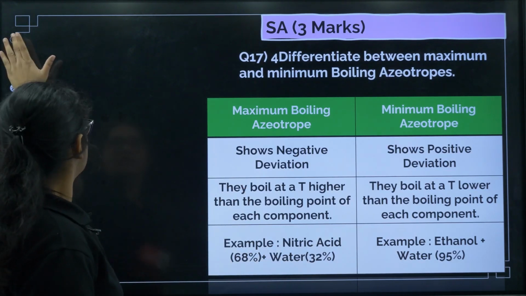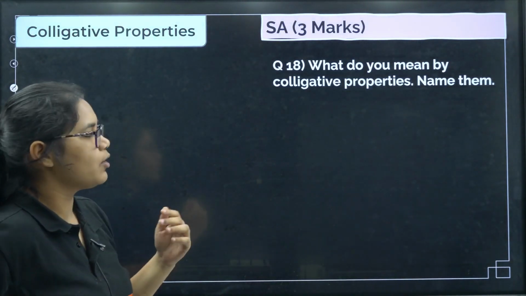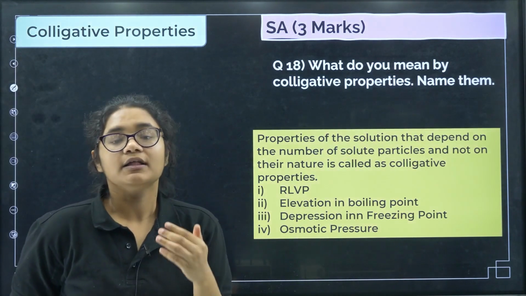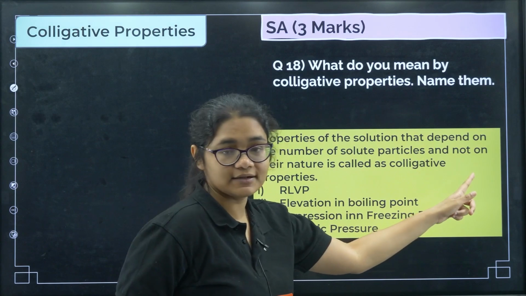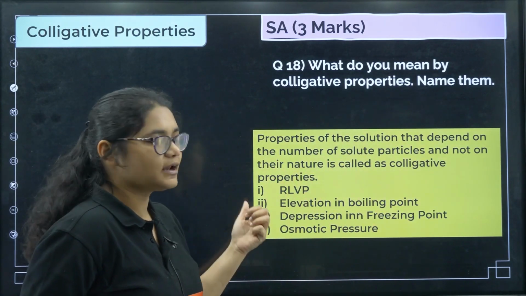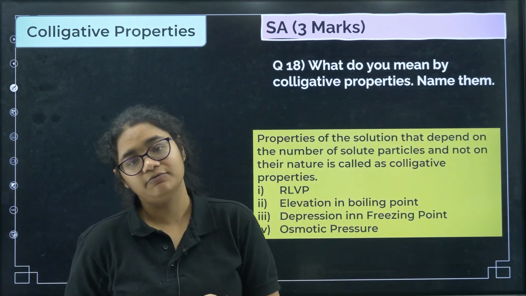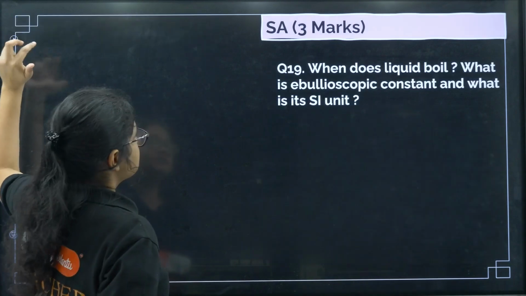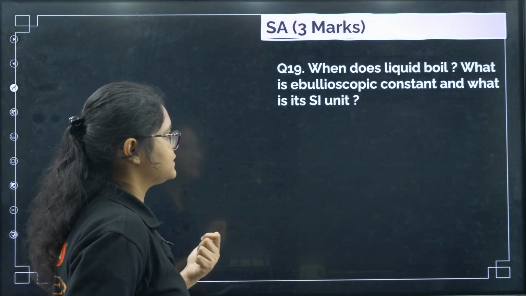Okay. Next we have what do you mean by colligative properties and name them. This is very simple. Colligative properties are what? Those properties which depend on the amount or the number of solute particles and not on the nature of the solute particles. Okay. Examples are RLVP, relative lowering of vapor pressure, elevation in boiling point, depression in freezing point and osmotic pressure.